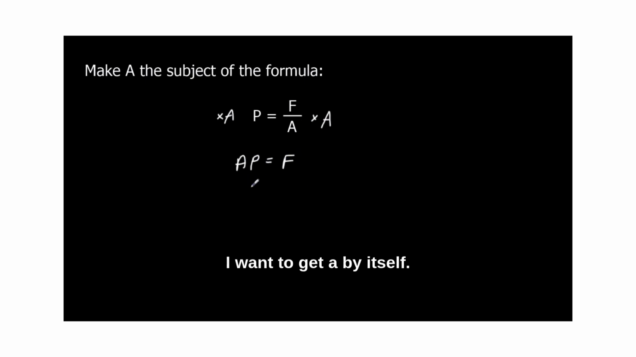I want to get A by itself. I've got A times P. I'm going to get rid of the P now. And I'm going to divide both sides by P, which leaves me with A equals F over P.